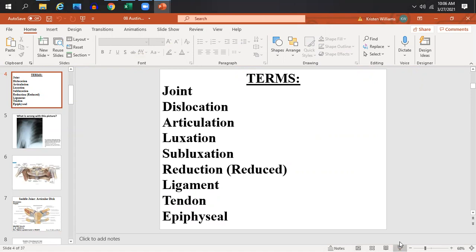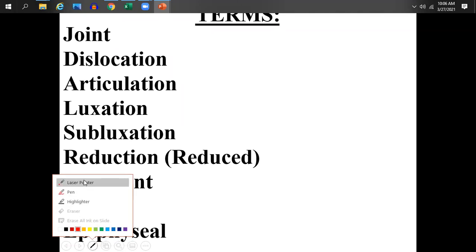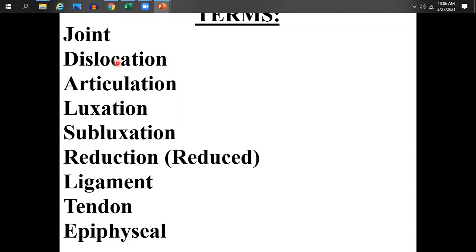So for joints, just remember a joint is the meeting of two bones. Articulation is the particular movement that they have in relationship to each other. Dislocation is when their normal arrangement is moved out of line. Subluxation we see with the radial head, where it's normally in with the annular ligament. Reduction is when you put that joint back into alignment, so reduction is the opposite of dislocation. A ligament is a fibrous band connecting two bones together, versus a tendon, which connects muscle to bone.